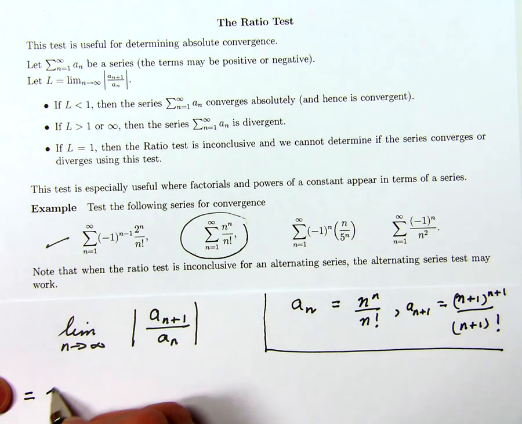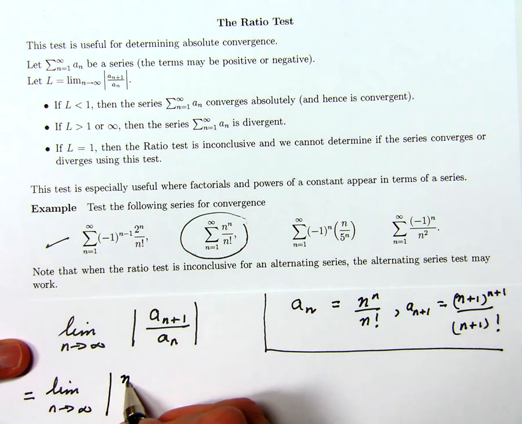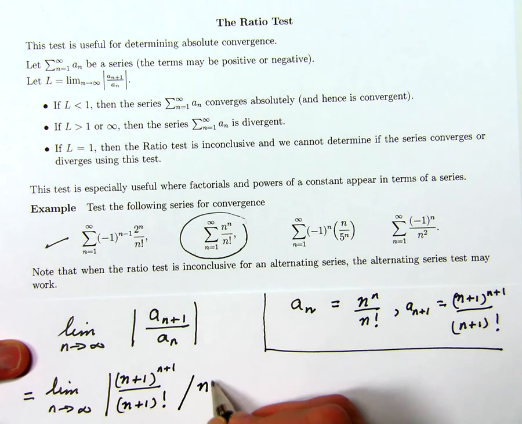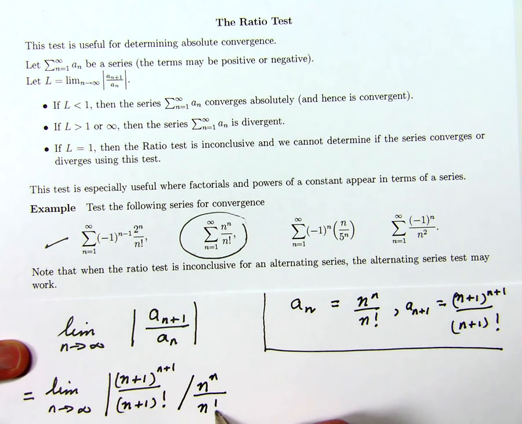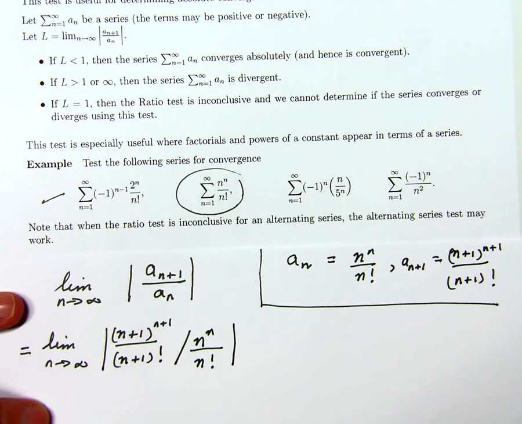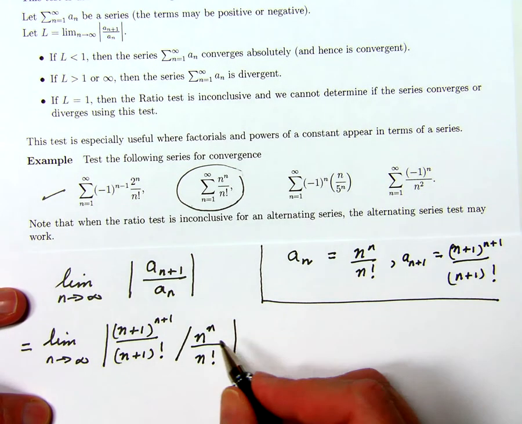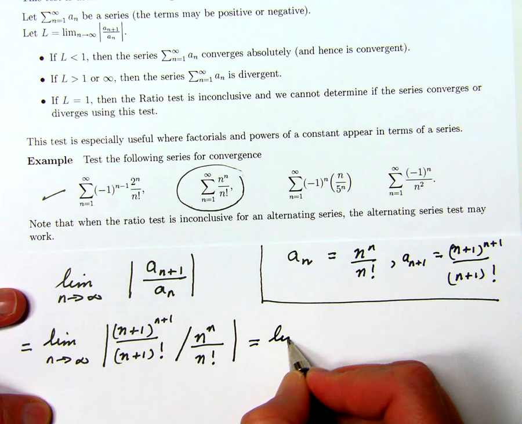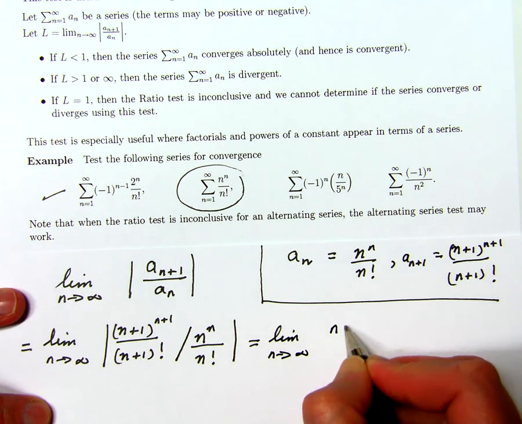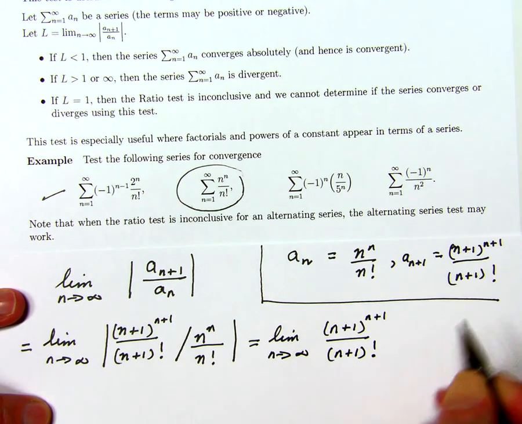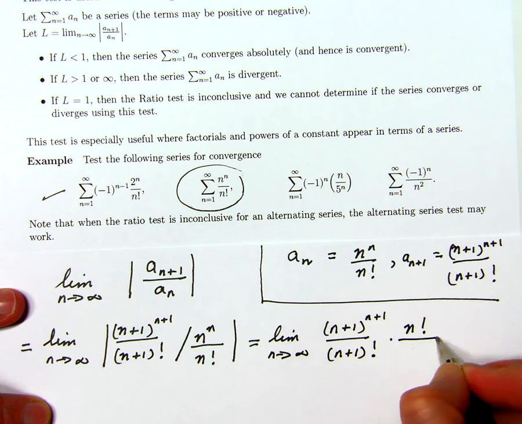So this is equal to the limit as n goes to infinity of the absolute value of a_{n+1}, which is (n+1)^(n+1) over (n+1) factorial, divided by a_n, which is n^n over n factorial. Now I can discard the absolute values here because these are positive numbers for n bigger than or equal to 1, and also I can invert this fraction, so I get that this is the limit as n goes to infinity of (n+1)^(n+1) over (n+1) factorial multiplied by n factorial divided by n^n.